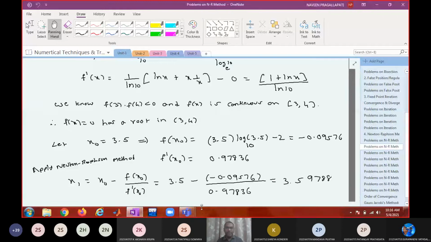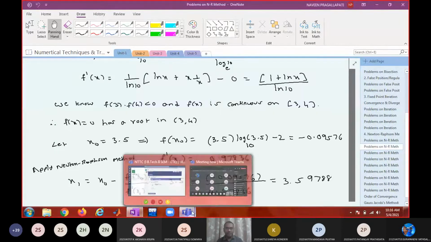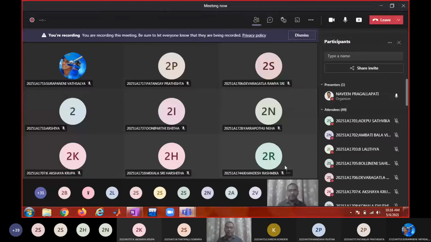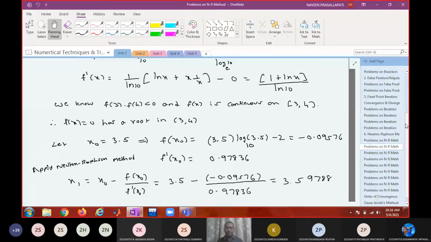Yes, sir. What about the remaining approximations? I want you to tell the remaining successive approximations. Anyone did it or not? Yes, sir. Then tell me the answer. What is x2? I just want to know x2. You said you did the problem. 3.59728, sir.